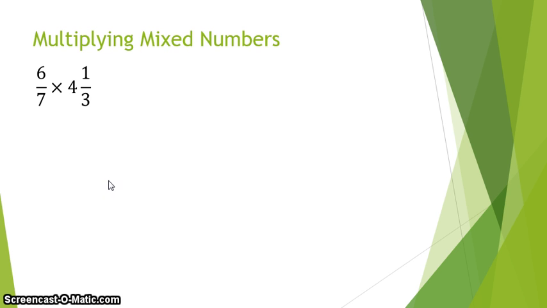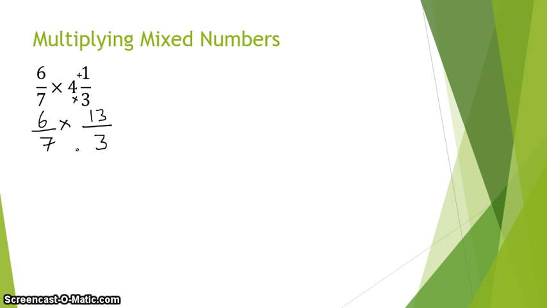Now, it's a little bit different when you have to multiply mixed numbers or multiply a fraction by a mixed number. You're going to have to turn your mixed number into an improper fraction. So remember, to do that, you multiply the bottom by the whole number, and then add the top number. So this will be 6/7 times, let's figure out what this next fraction is going to be. 3 times 4 is 12, plus 1 is 13. And then I'm going to keep the 3 on the bottom.